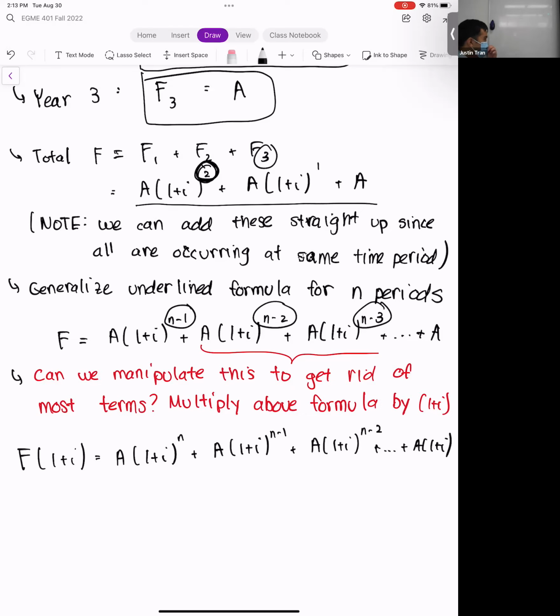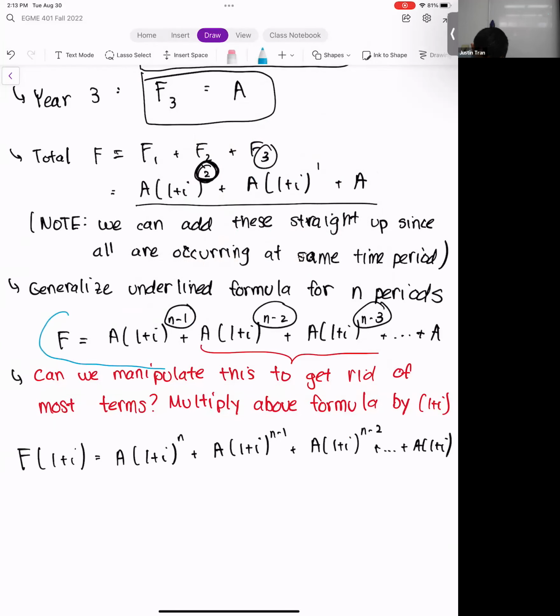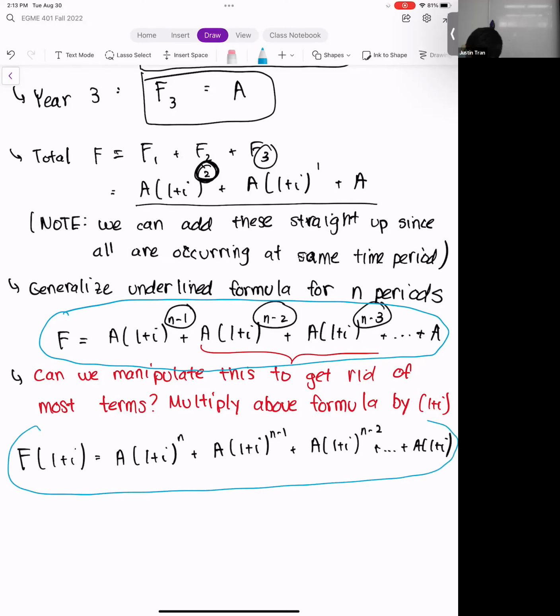I apologize for the confusion. I know when you're talking about the exponents here, it's a little bit messy. And so by doing that, we actually have 2 equations here, right?